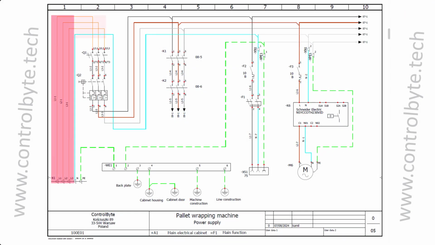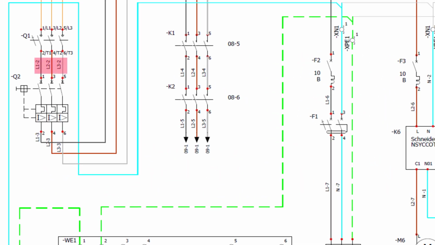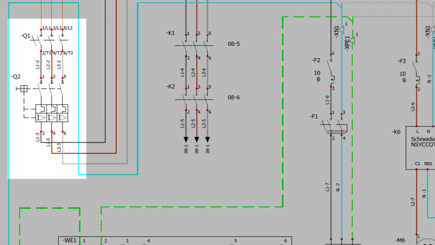Directly from the terminal strip, the three phases L1, L2, L3 are connected to Q1 device. After isolation, the power is routed through the circuit breaker Q2, which provides both thermal and short circuit protection for the system. This setup ensures proper power distribution and protection before the current continues to other components in the control cabinet.